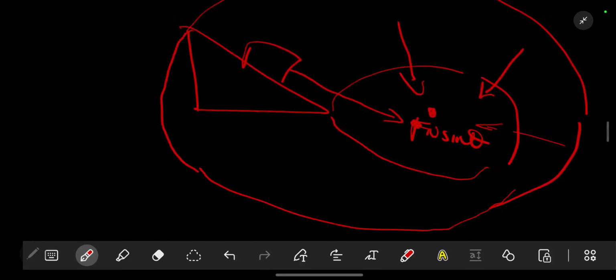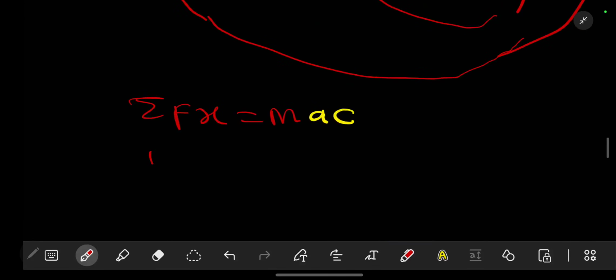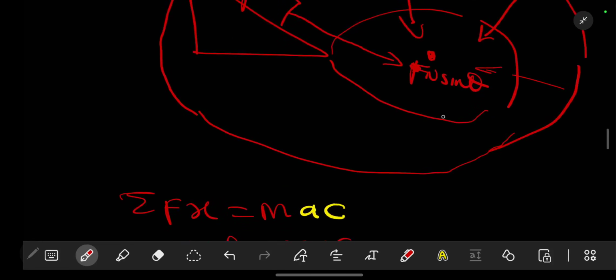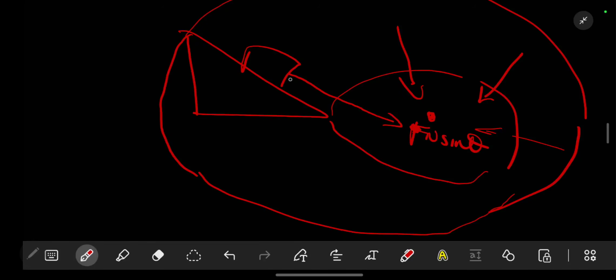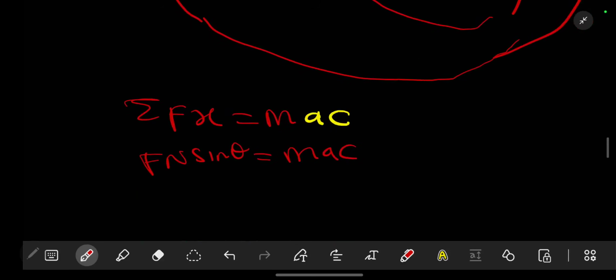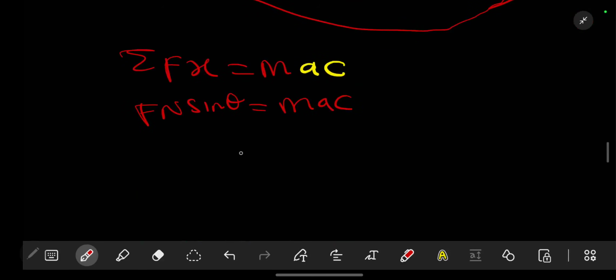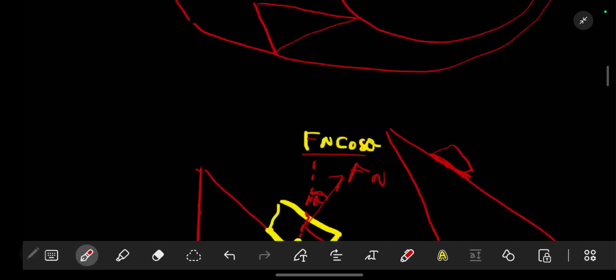So we are going to say, what force do we have? It will be Fn sine of theta, the one that produces the centripetal force, should be equal to m a_c. One of the advantages of banking a road is that you want the car to curve without relying on friction. So you are not relying on friction, as in other problems which we have solved.